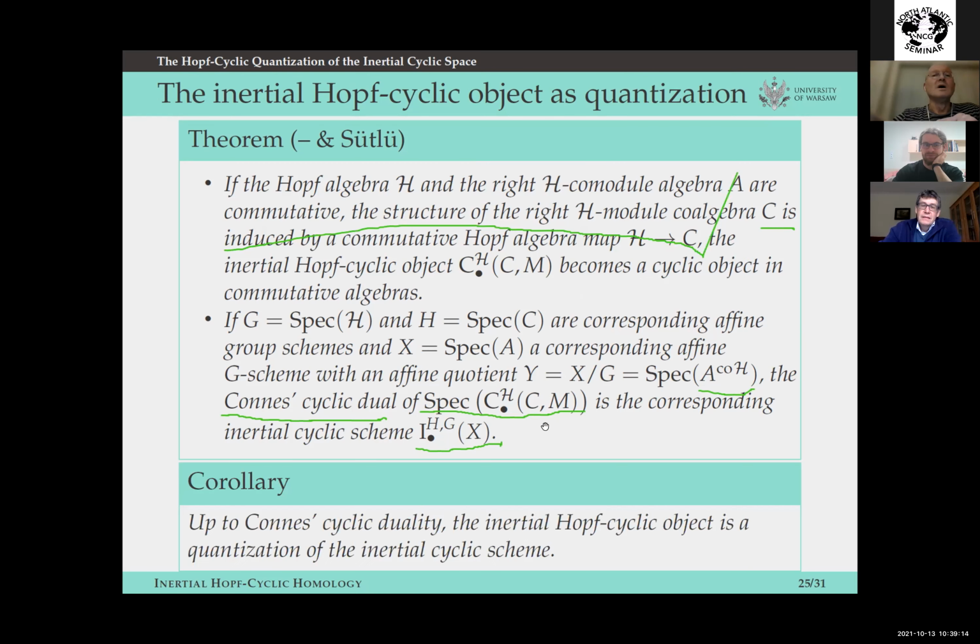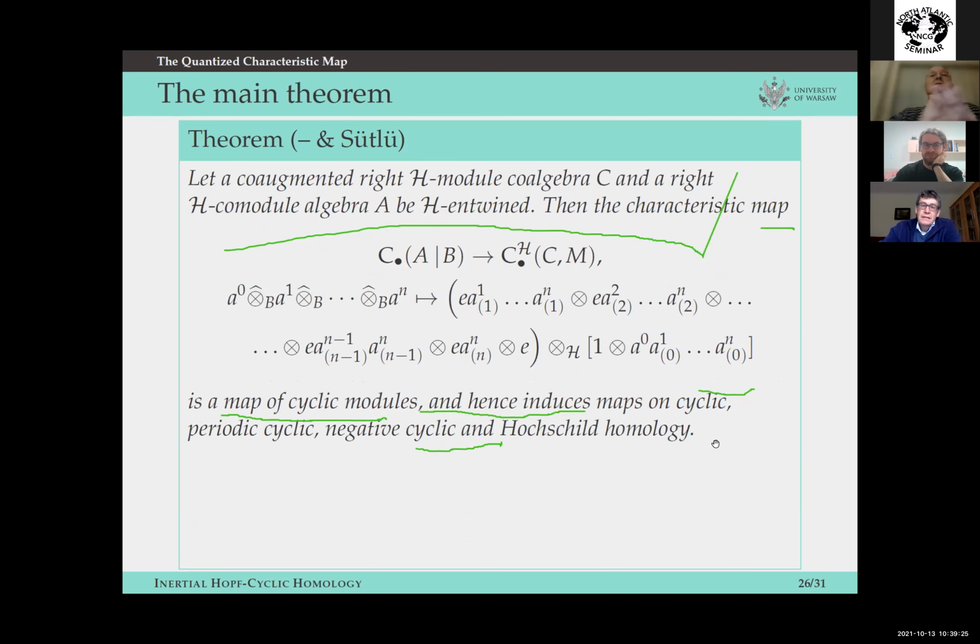So the corollary: up to Connes' cyclic duality, the inertial Hopf-cyclic object is a quantization of the inertial cyclic scheme. And then, if you remember, we had our fundamental objects like Alexander-Spanier, related to the topology of the map. And we had also this inertial cyclic space related to the geometry of non-freeness of the action, and we had our characteristic map.